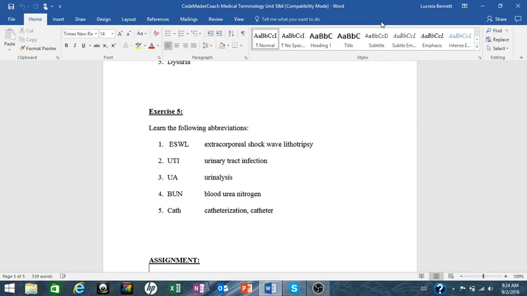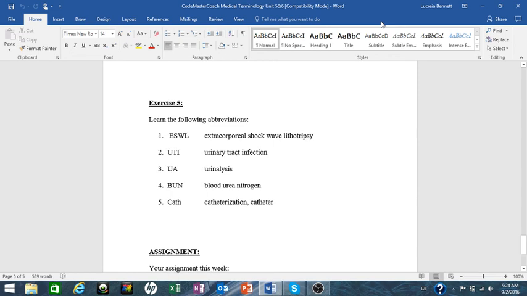ESWL stands for extracorporeal shockwave lithotripsy. And that's a procedure where they go in and actually crush up the stone. UTI stands for urinary tract infection. UA stands for urinalysis. BUN is the blood, urea, and nitrogen. And that's in your blood work. When they do blood work on you, they check your BUN levels. And CATH, cath, stands for catheterization or catheter.